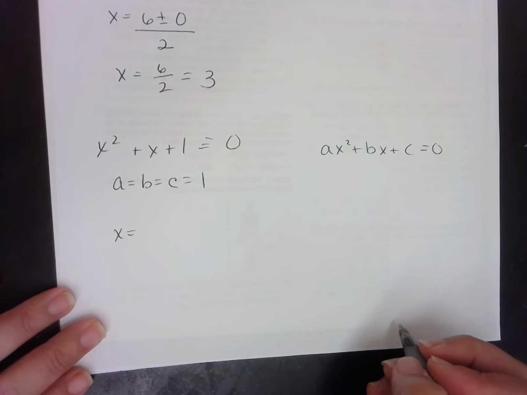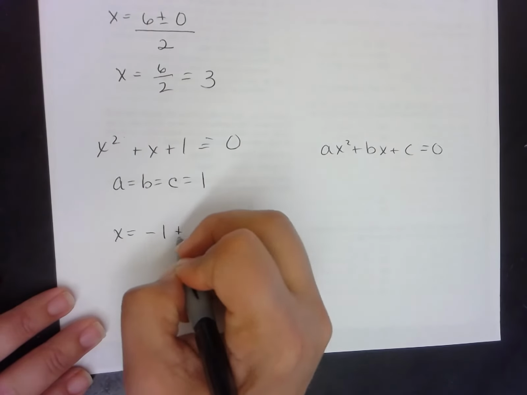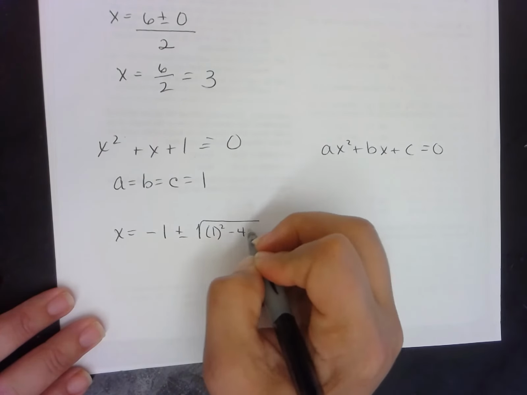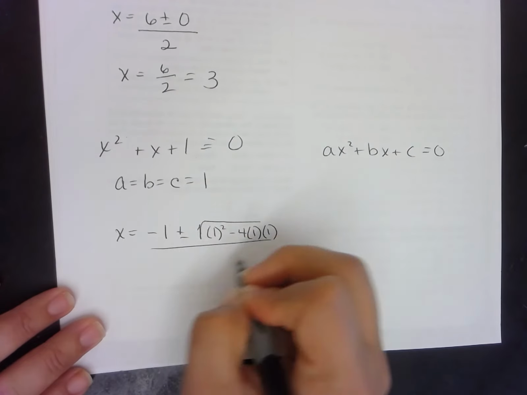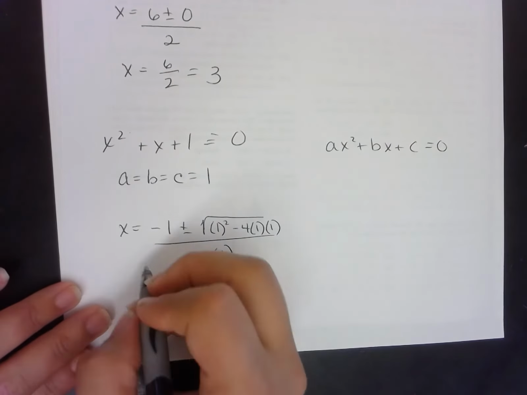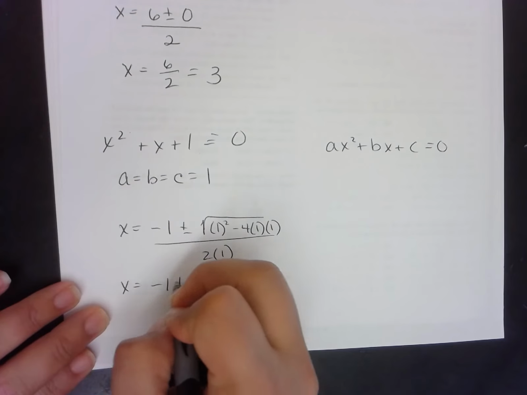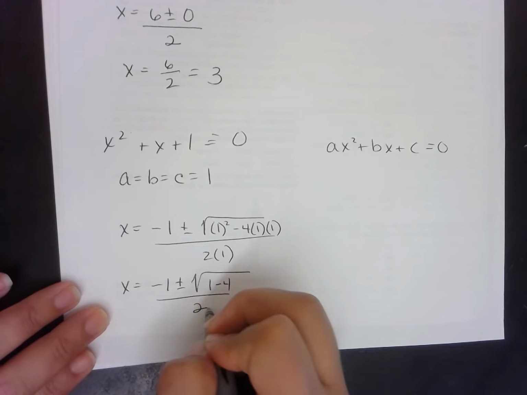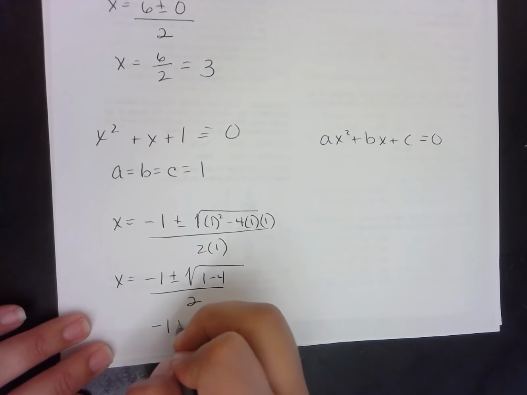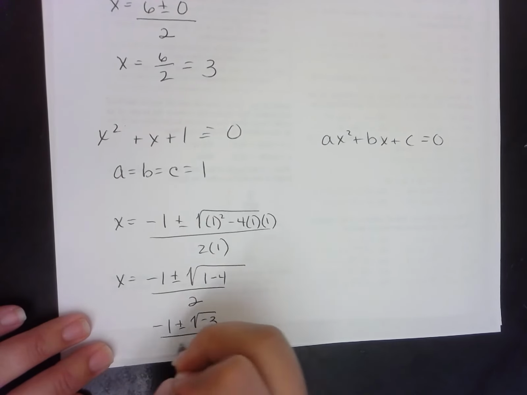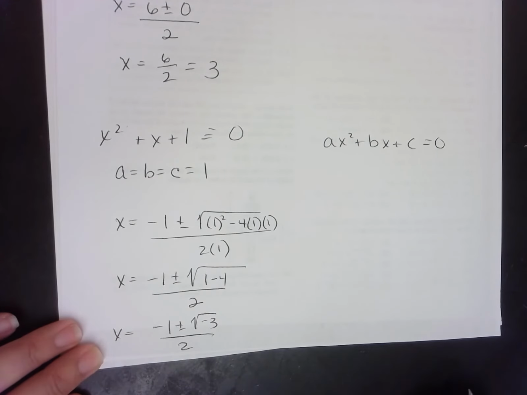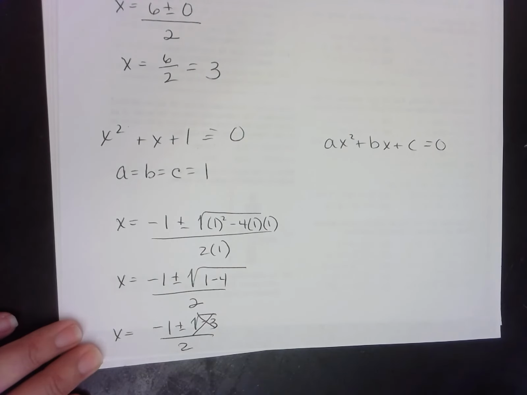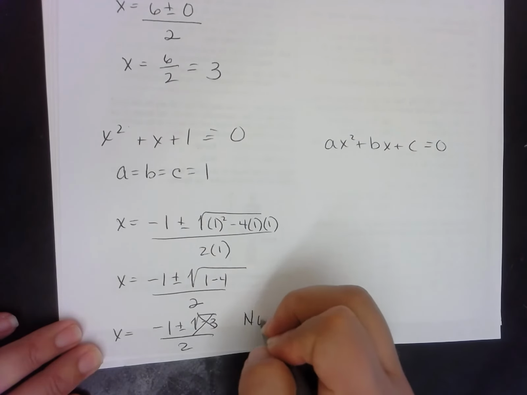So I have negative b, which is negative 1, plus or minus the square root of b squared, which is 1 squared, minus 4 times 1 over 2 times 1. So I have x equals negative 1 plus or minus the square root of really 1 minus 4 over 2. So I end up with negative 1 plus or minus the square root of negative 3 over 2, which is not a solution at all, right? Because this does not exist in the real number system. So this one is a no solution case.